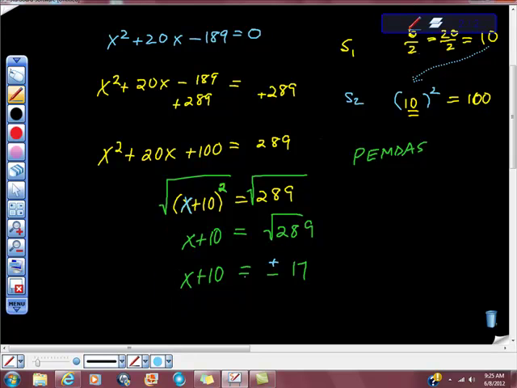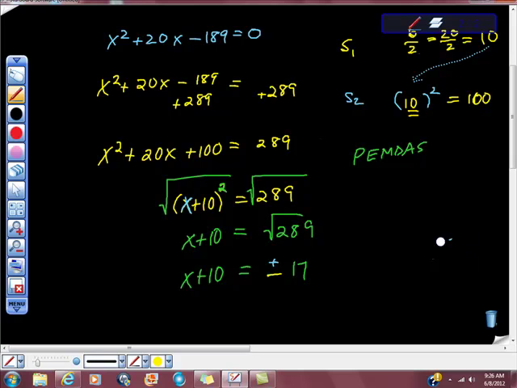x plus 10 is equal to plus or minus 17. Gotta remember this. This is some crucial stuff right here. Why is that true, Charlie? Well, plus or minus. Let's start with the plus. Positive 17 times positive 17 is equal to positive 289. And how about negative 17 times negative 17? That is also equal to 289. So this is plus or minus. This is crucial to us, isn't it?